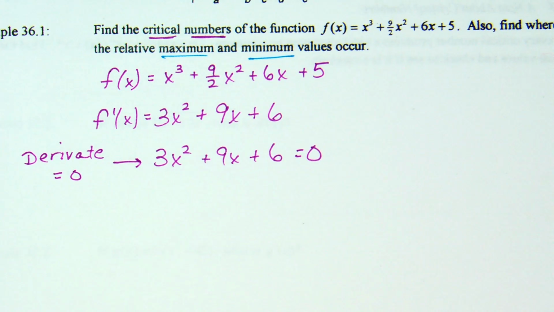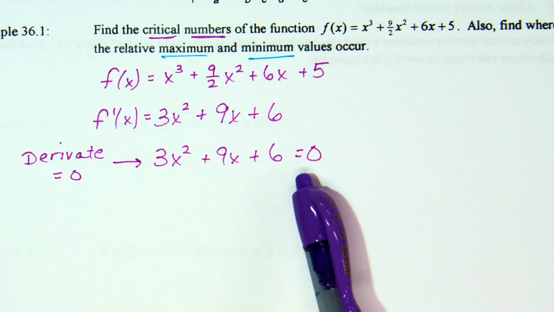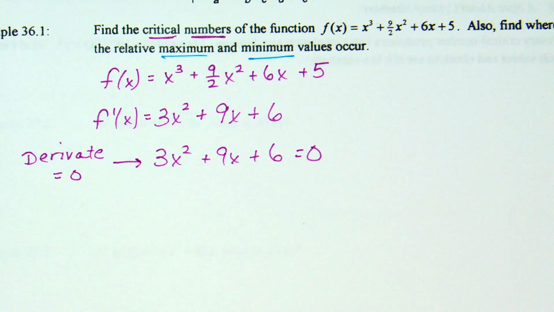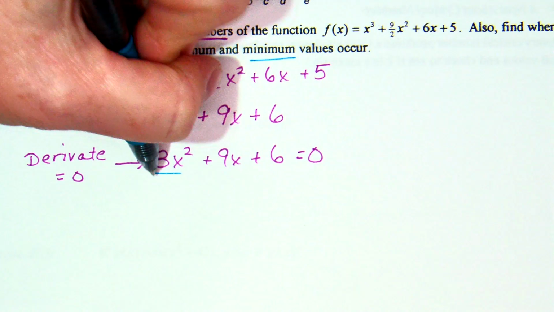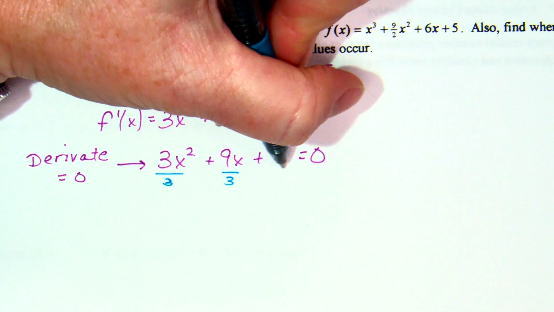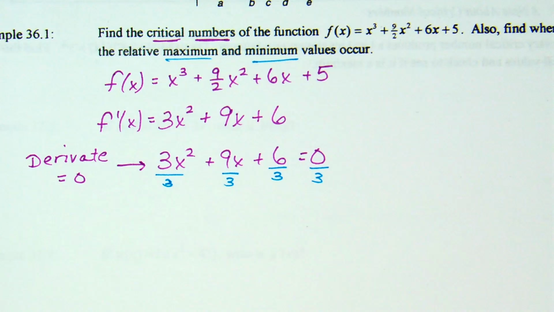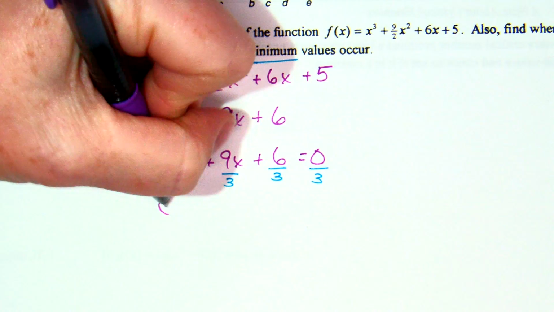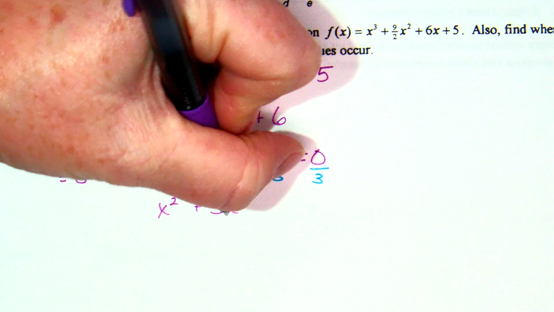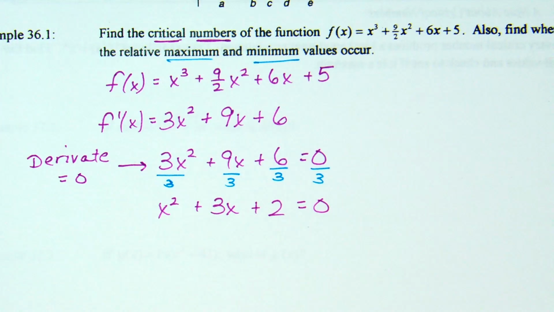Because this is an equation that equals something on the other side, you don't even have to factor the 3 out. You can divide the 3 out, actually. So I can divide everybody by 3. And this works because it's an equation, not just an expression, but an equation. So if I divide everybody by 3, I now have x squared plus 3x plus 2 equals 0.